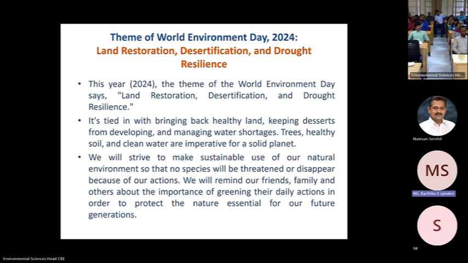See, managing water shortages. See, already we are under water shortages. Trees, healthy soil and clean water are imperative for a solid planet. Trees, healthy soil and clean water.